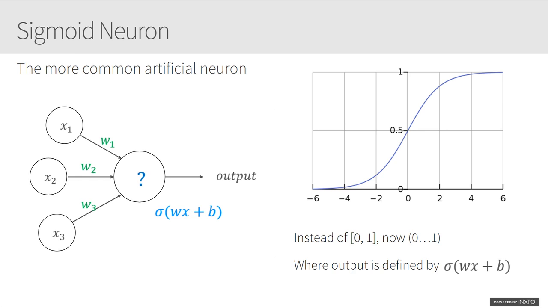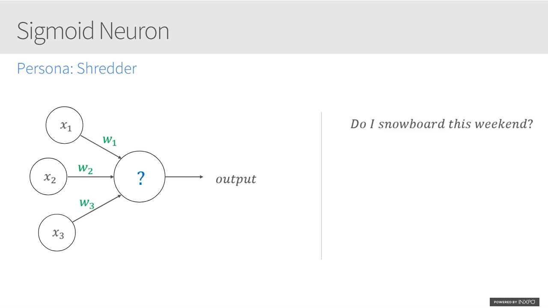Now that we've talked about the binary or simplified Perceptron, let's talk about the more common artificial neuron, which is the sigmoid one. The sigmoid neuron is really similar to the Perceptron, except now it's the sigmoid function of W times X plus B. In other words, we've included the bias, but now we're applying a sigmoid function around that. That's the definition of our output.